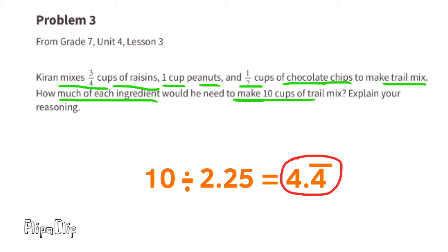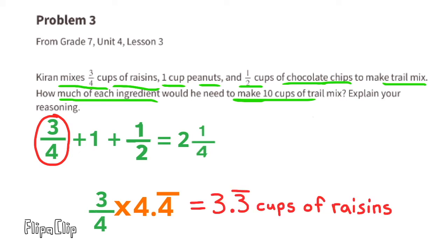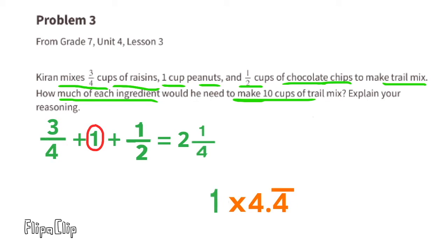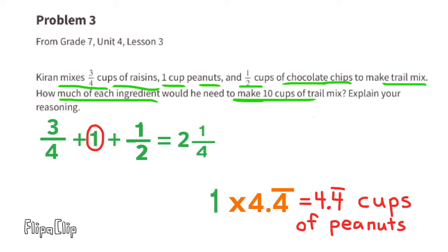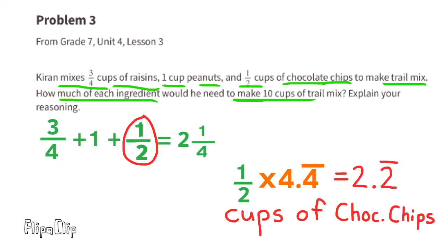Let's take a look at the original ingredients and their amounts. 3/4 of a cup of raisins, 1 cup of peanuts, and a half a cup of chocolate chips. Next, let's multiply each of those by 4.4 repeating. 3/4 times 4.4 repeating equals 3.3 repeating cups of raisins. 1 times 4.4 repeating equals 4.4 repeating cups of peanuts. And 1/2 times 4.4 repeating equals 2.2 repeating cups of chocolate chips.